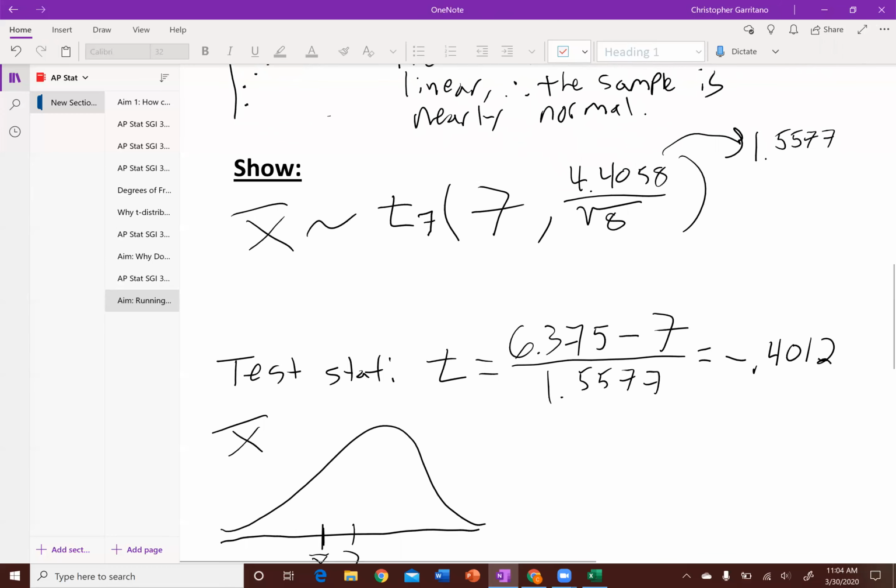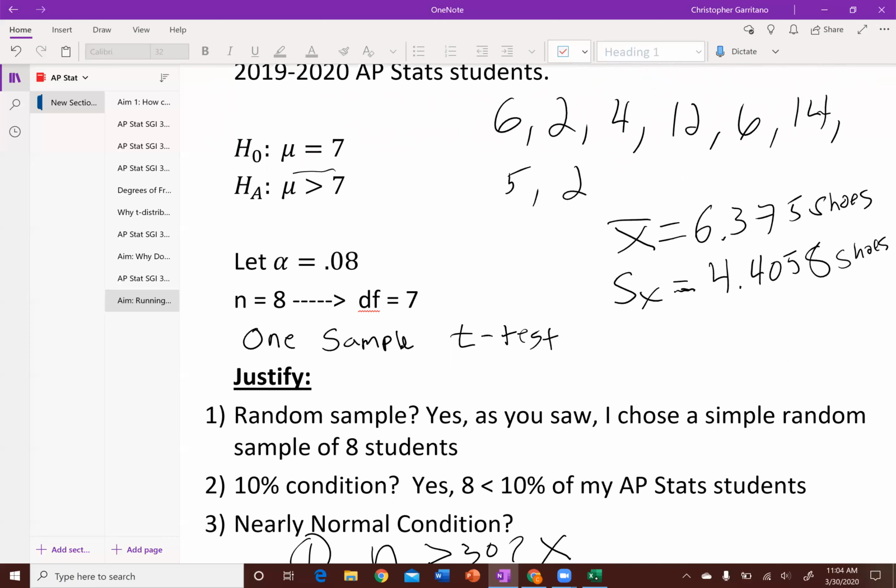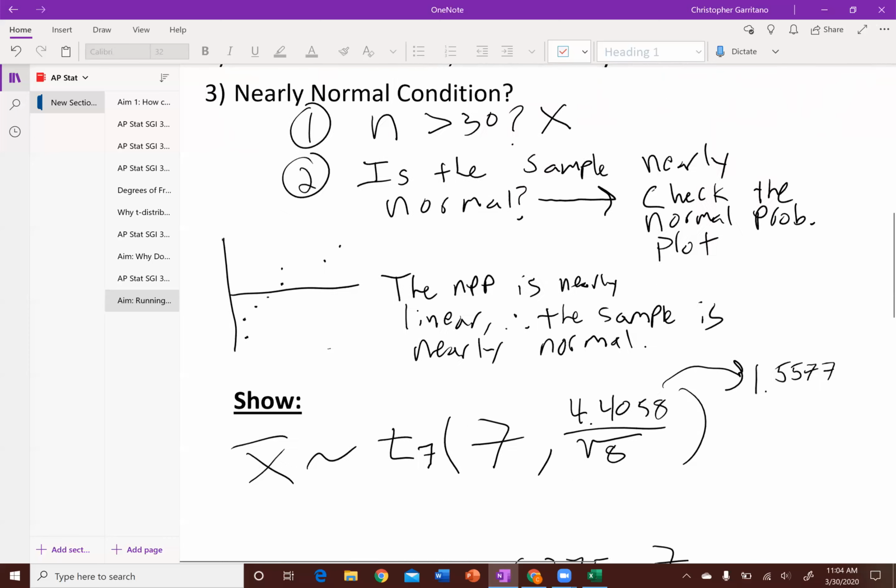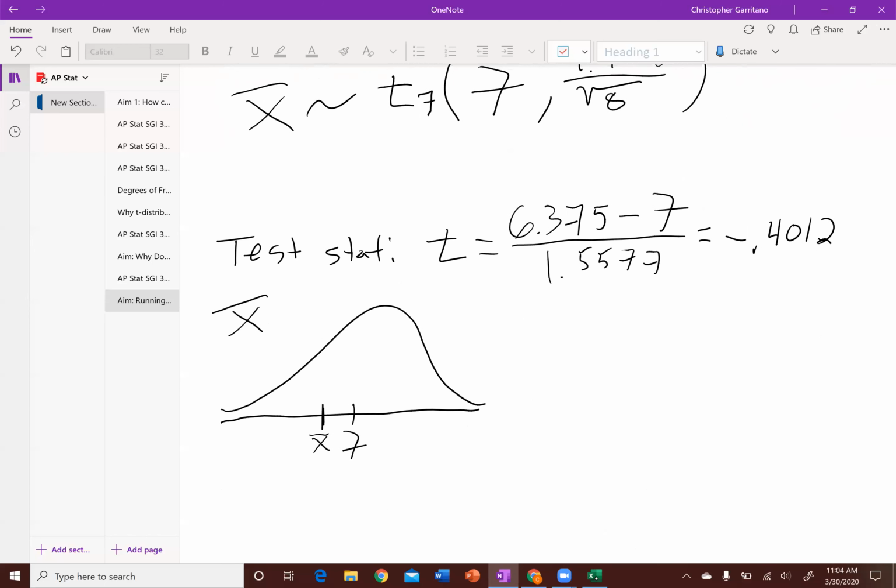But the thing is, my assumption is that mu is greater than 7. So when I calculate my p-value, I actually have to shade to the right. So you can see it right away. We're going to get a large p-value. Let's do that right now. The p-value is the probability that t is greater than negative 0.4012. Again, greater than only because that's my alternative hypothesis. My test statistic is below the mean, but I'm still doing greater than because of my alternative hypothesis.